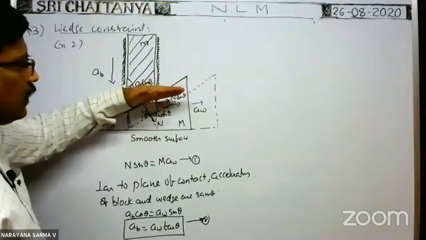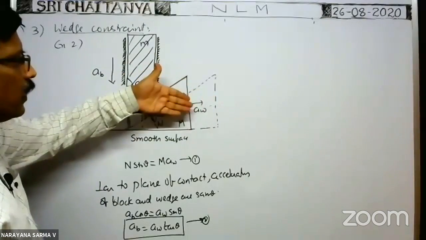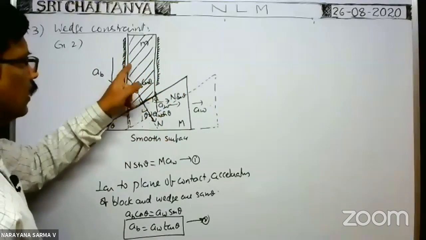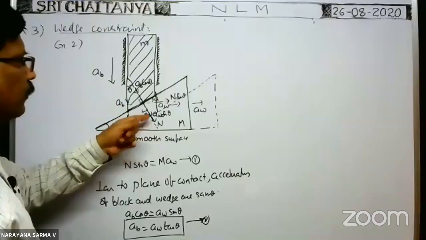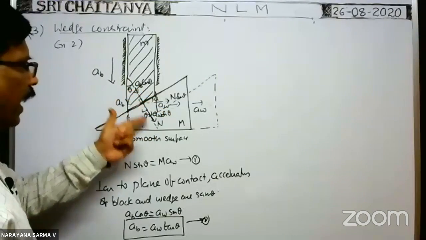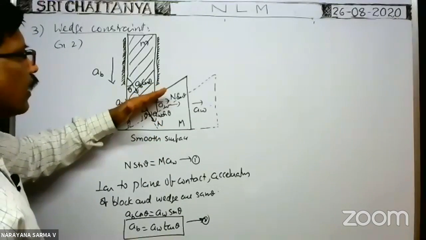Likewise, the wedge is having acceleration AW towards the right along the horizontal direction. What is its component of acceleration perpendicular to the plane of contact? That is equal to AW sin theta. For this block, perpendicular to the plane of contact, acceleration is AB cos theta. For this wedge, perpendicular to the plane of contact, acceleration is AW sin theta. These two must be the same because they always maintain contact here.